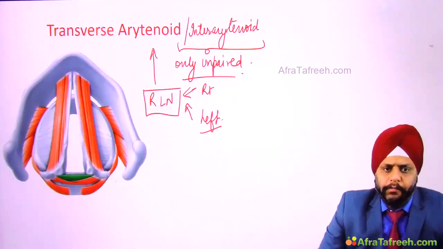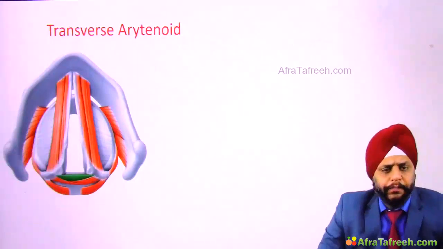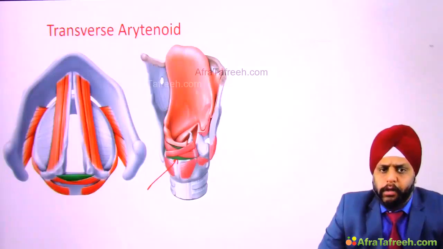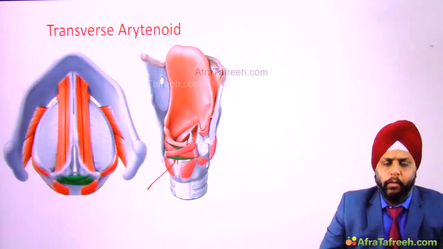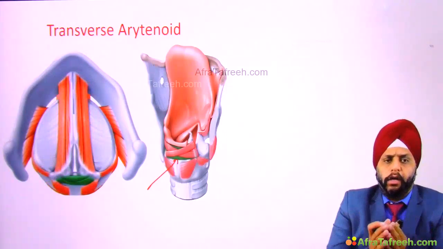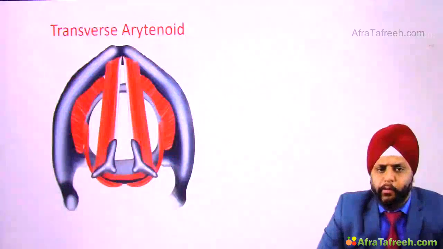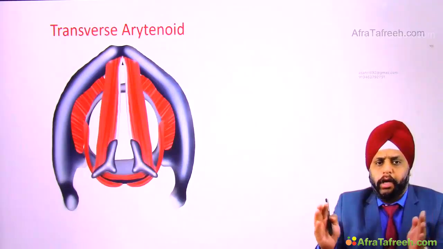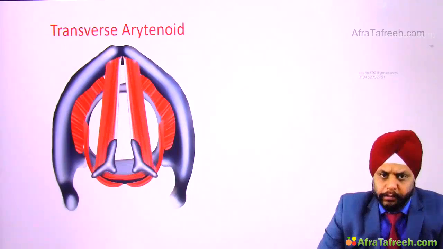Now this is the interarytenoid or transverse arytenoid. Let's look at this diagram. You can see over here this green color. This is the transverse or interarytenoid. Now what happens when this muscle contracts? You can see clearly when this contracts, it brings the two arytenoids together and it causes adduction. Clear? We can also watch in the video. We can see that when the transverse arytenoid contracts, it brings the two arytenoids together and causes adduction.